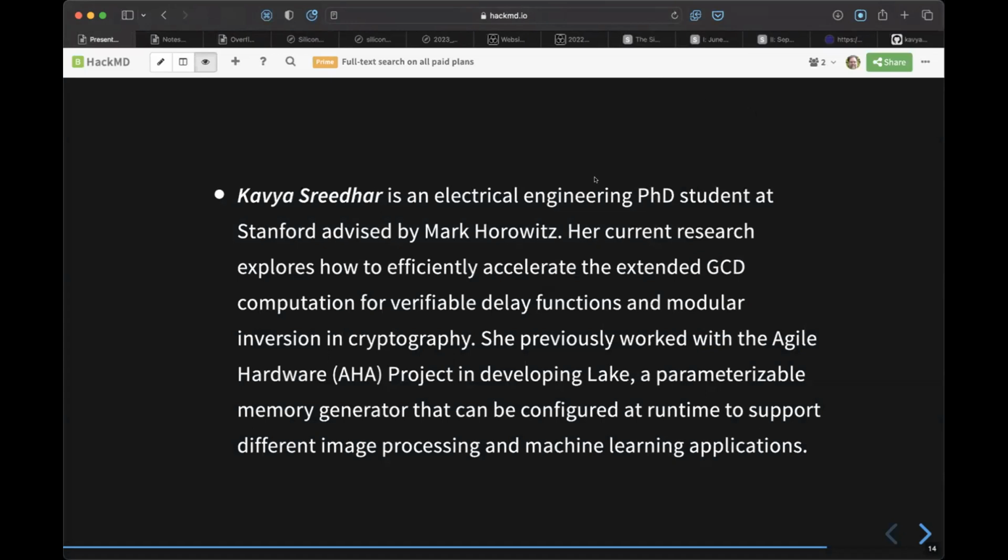To introduce her briefly, she's a fourth year. I'm sorry, which year are you, Kavya, at PhD? Yes, it's my fourth year. You got it right.